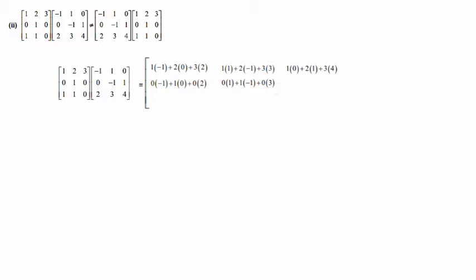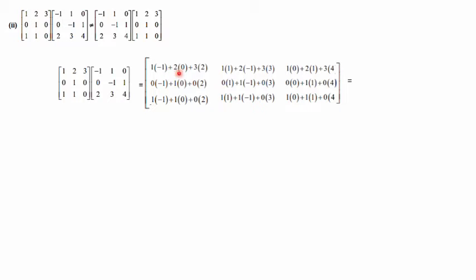Next is second row with the third column, that is 0 into 0 plus 1 into 1 plus 0 into 4. Next is third row with the first column, 1 into minus 1 plus 1 into 0 plus 0 into 2, that is mentioned here. Next is 1 into 1 plus 1 into minus 1 plus 0 into 3, that is also here. Next is the last element, third row with the third column, that is 1 into 0 plus 1 into 4 plus 0 into 4, that is also mentioned. Just close the bracket.